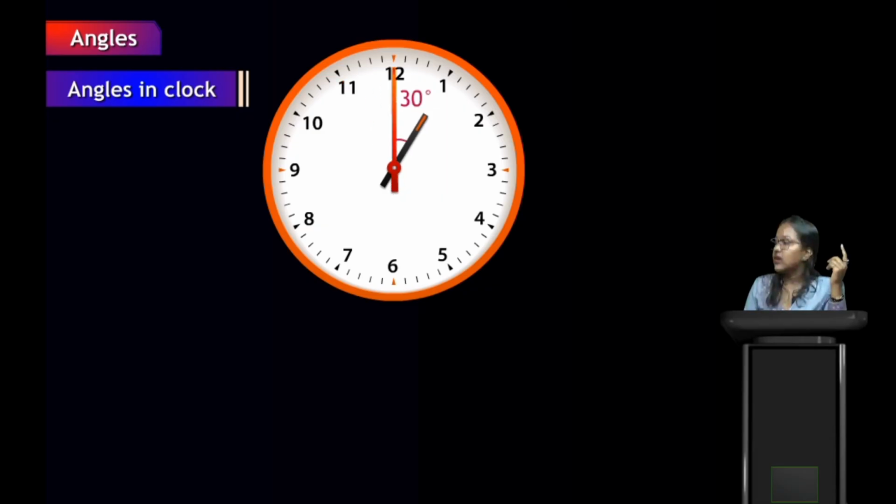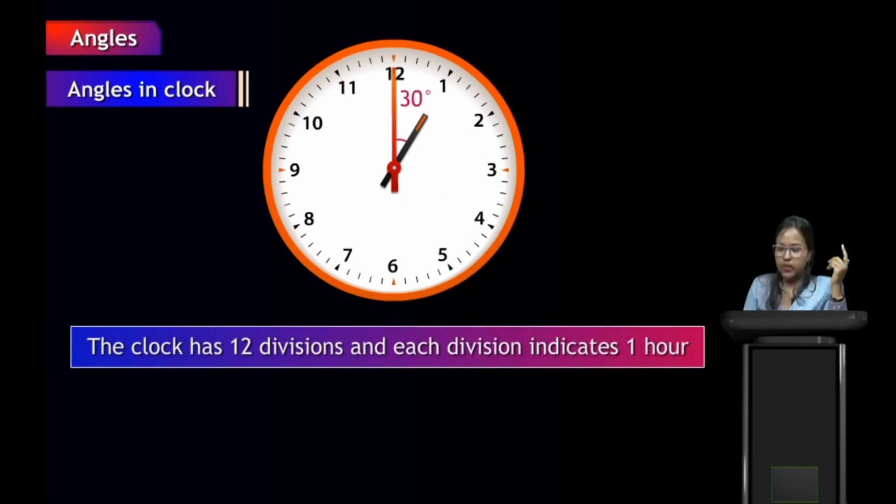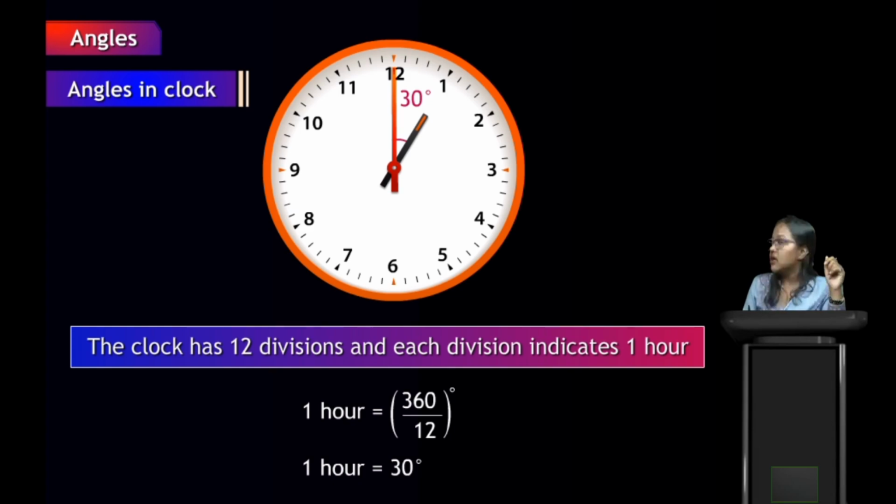Now let's see when it will give a full round. The clock has 12 divisions and each division indicates 1 hour, right? So 1 hour equals how many degrees? How many divisions are there? Total 12 hours, starting from 1, 2, 3, 4, 5, 6 like that up to 12. So 12 divisions and total rotation is 360 degrees. That means 360 divided by 12 degrees. So how many degrees in 1 hour? Total 30 degrees.